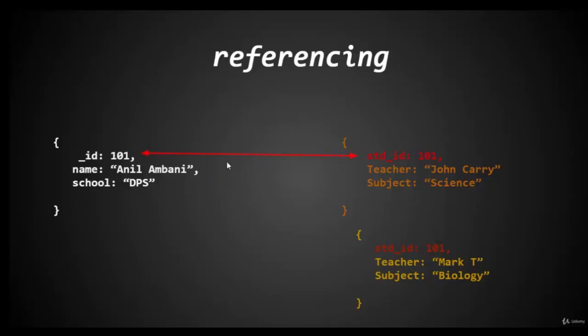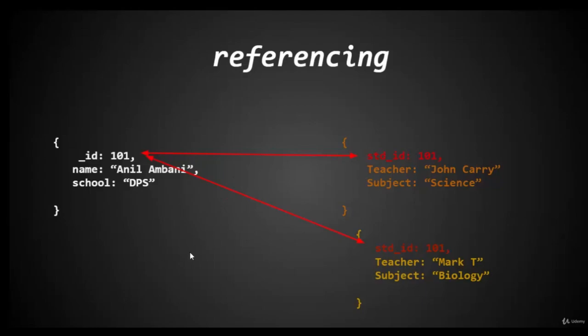So this student ID will refer to this student ID, and this student ID of the second subject document will refer to this. So here we are achieving one to many relationships with this ID. This ID is referring to this one and this one. So in this way we can achieve a one to many relationship in MongoDB.